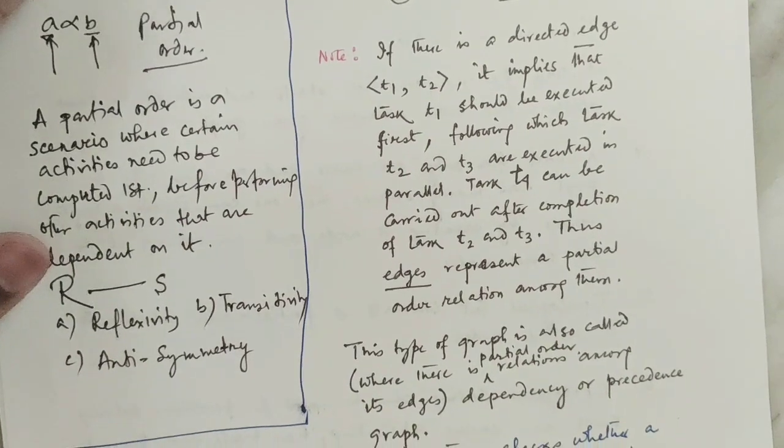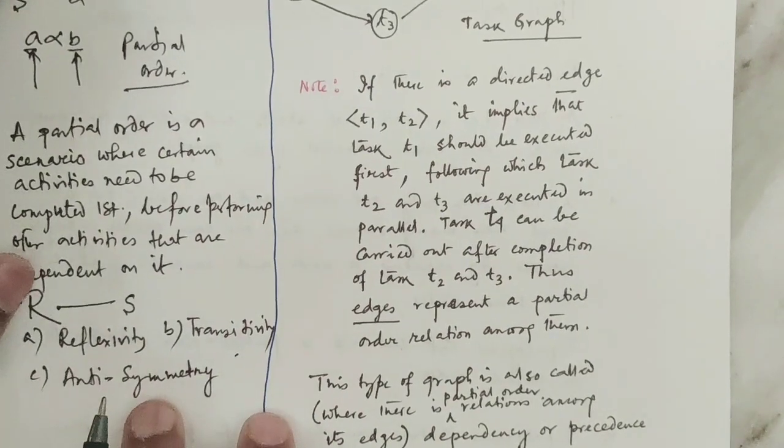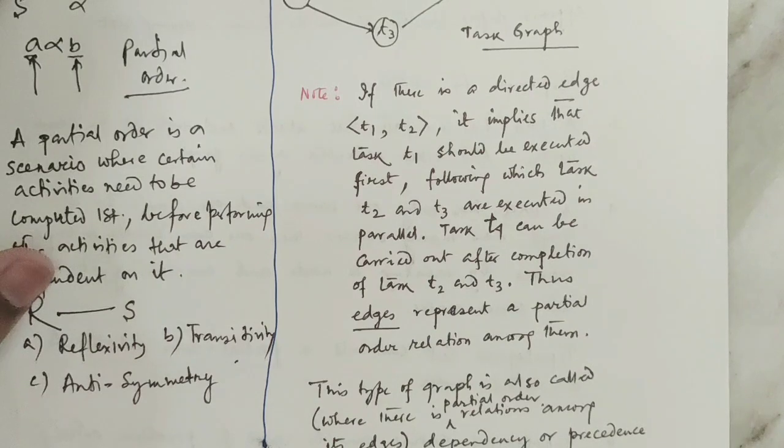Okay, so in other words, we can say that a partial order is a reflexive, transitive and antisymmetric relation as defined based on the elements of a set. Okay, fine. Now, how is a partial order presented using a graph?